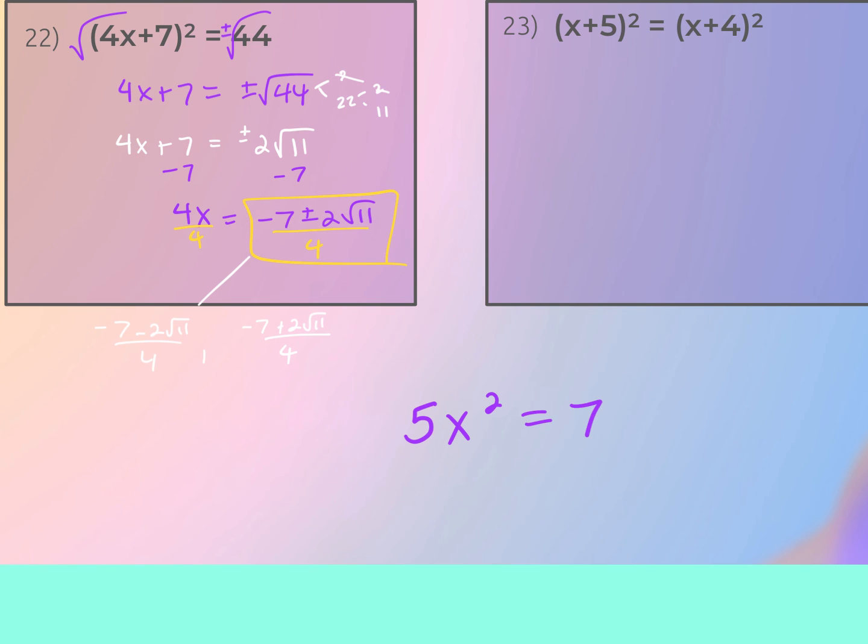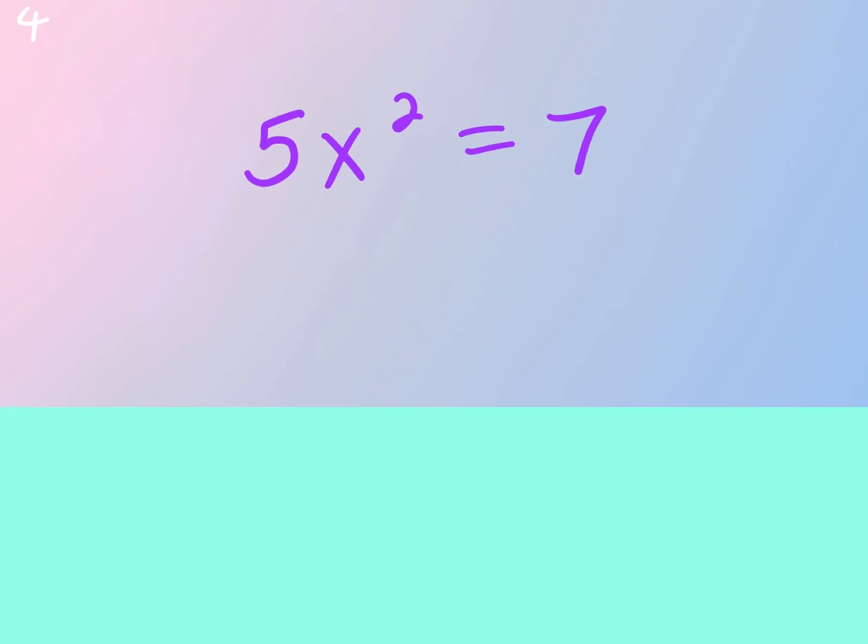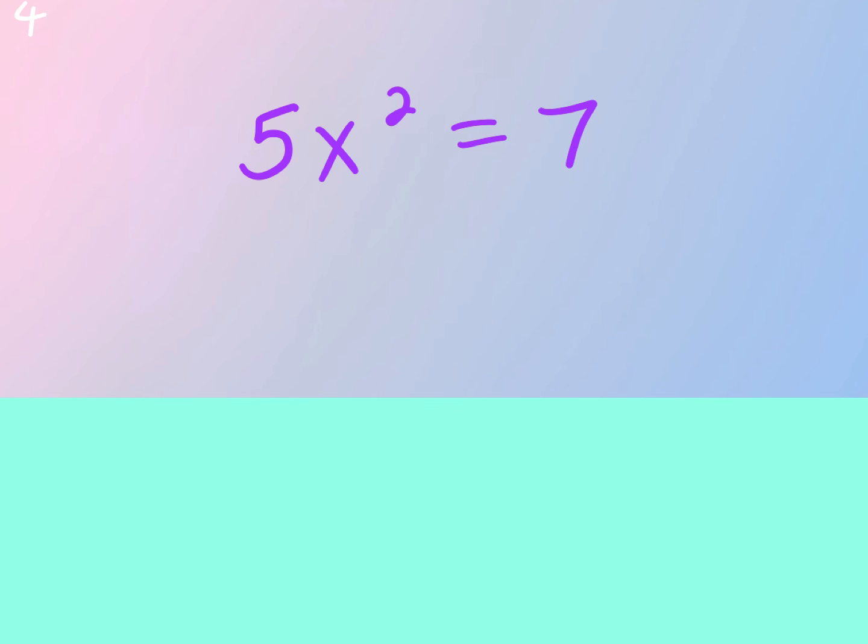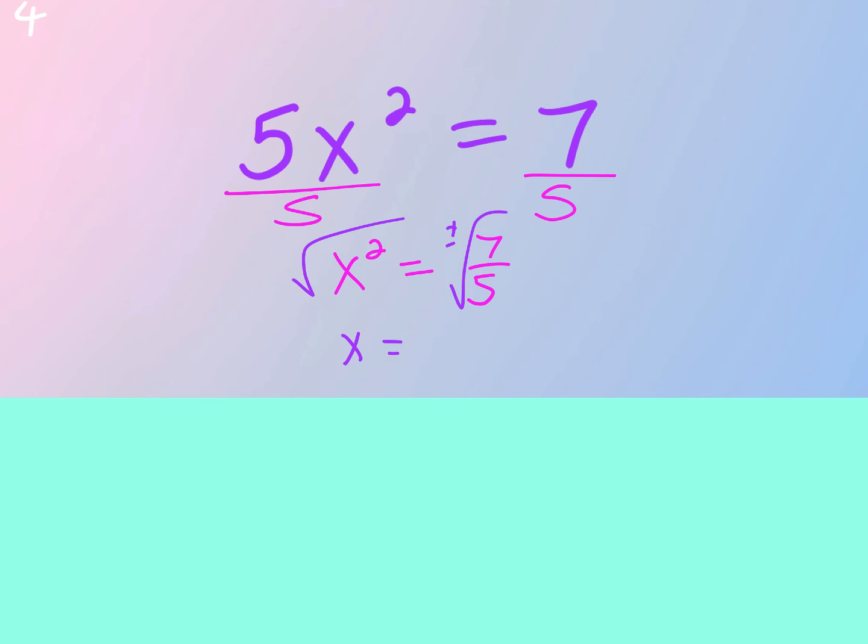Okay, so what would you do on a question like this? I think there's one in the homework. What would be step 1? Divide by 5. X squared equals 7 over 5. Then what? Square root both sides. Put that plus and minus, and I get x equals plus and minus square root 7 over square root 5.